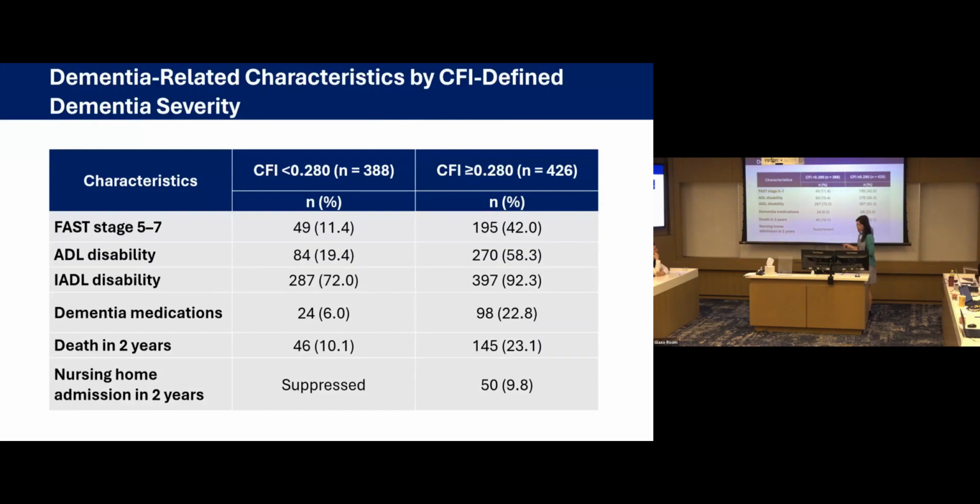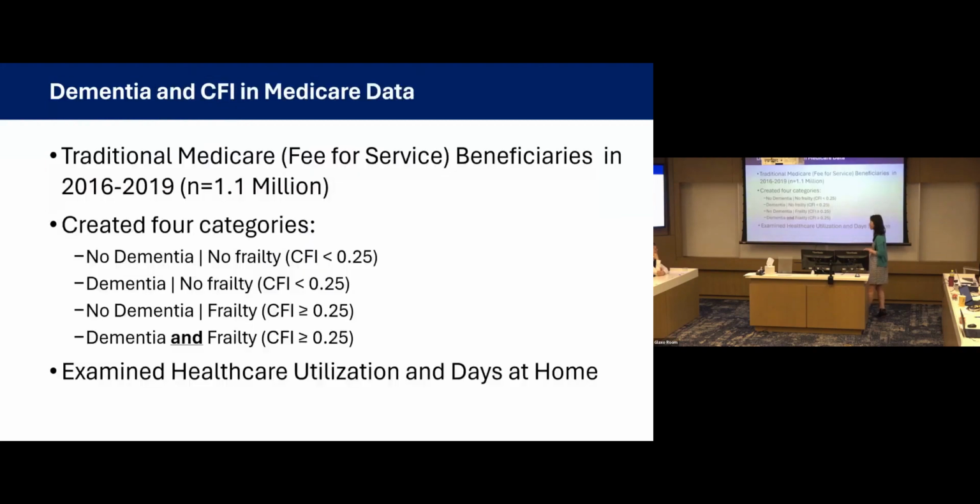And using this cutoff, purely using claims data, it was still correlated pretty strongly with being on medications for dementia, with mortality in 2 years, and, though this is suppressed because the numbers are low, also with long-term care nursing home admission in 2 years. So there's the potential to use claims-based frailty to approximate the degree of dementia, meaning whether somebody has mild or more moderate or severe dementia within Medicare claims, which is exciting.